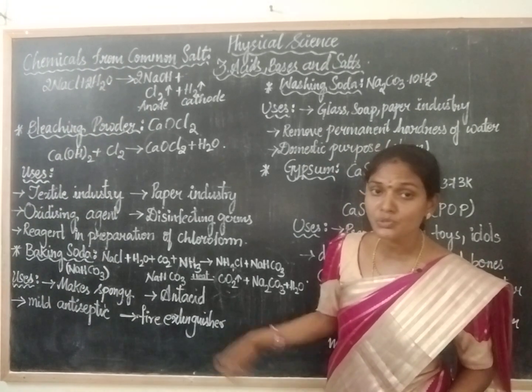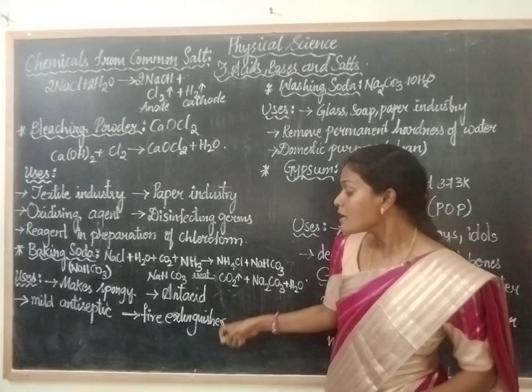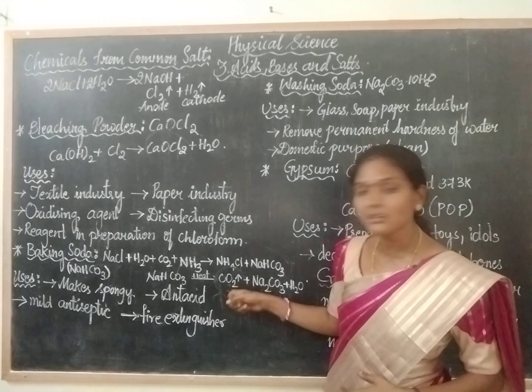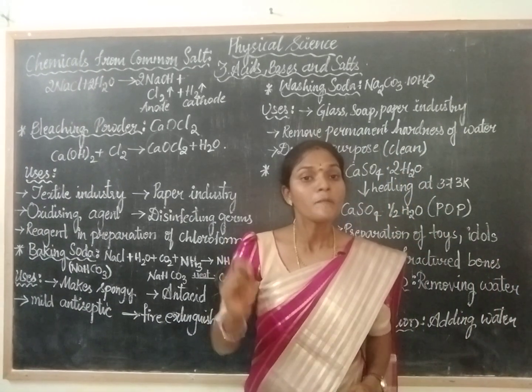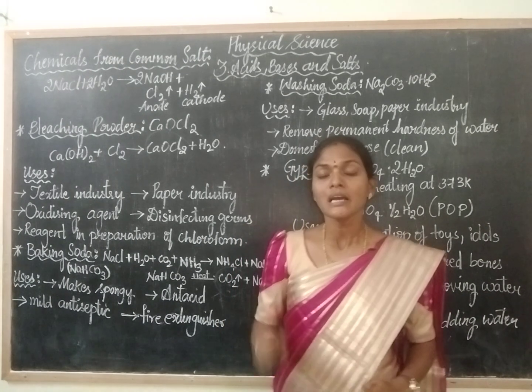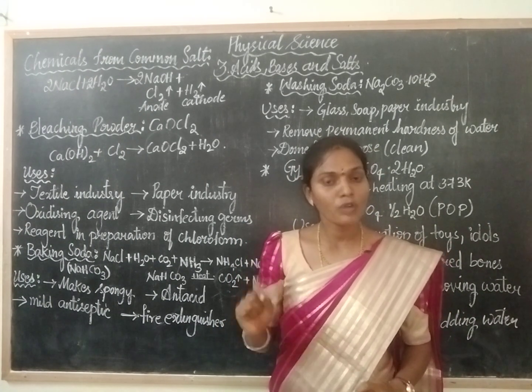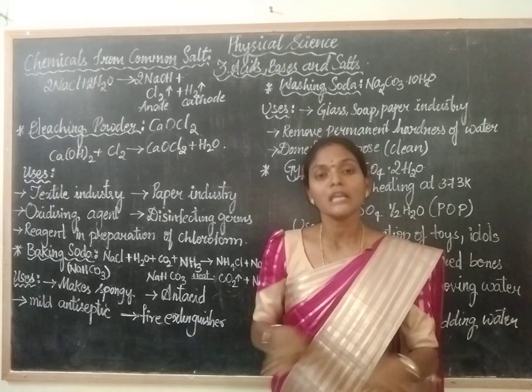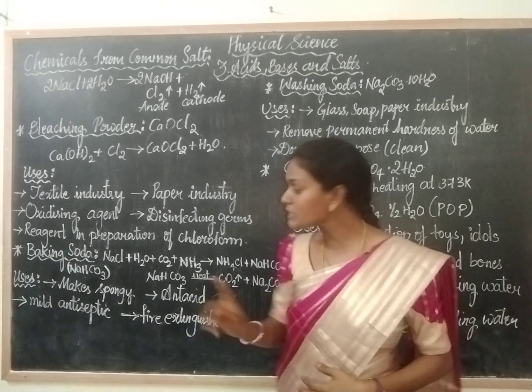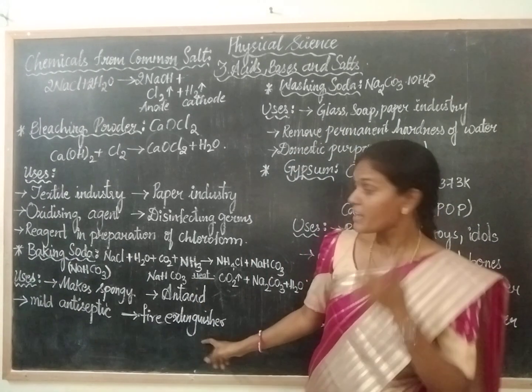How can we say that it is used in fire extinguishers? Because when you produce some heat, it releases carbon dioxide gas. So we all know that carbon dioxide gas, what does it do? It puts off the fire. So for that reason we are using it in fire extinguishers.